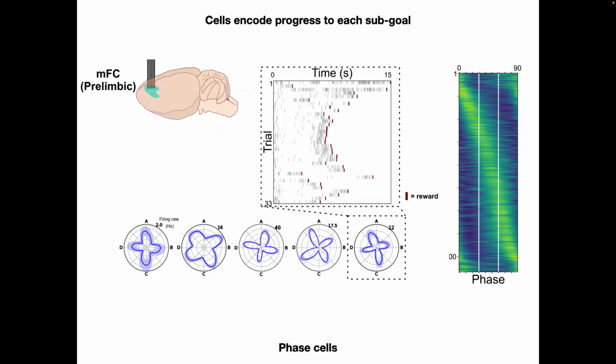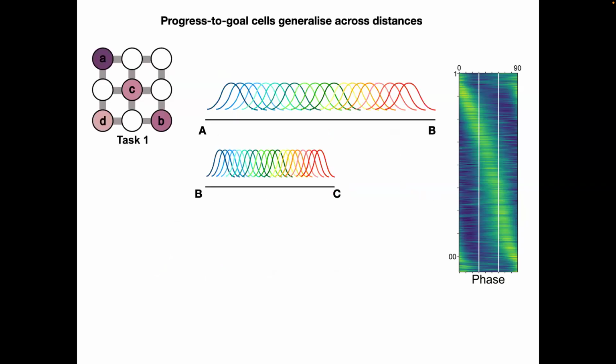Okay, when you change task, so when you change from one reward to another, I'm going from A to B here, B to C here, these things stretch. So they're not coding physical distance to a reward, they're coding like percentage. I'm halfway there, I'm 3/4 of the way there. That's what they're coding for.